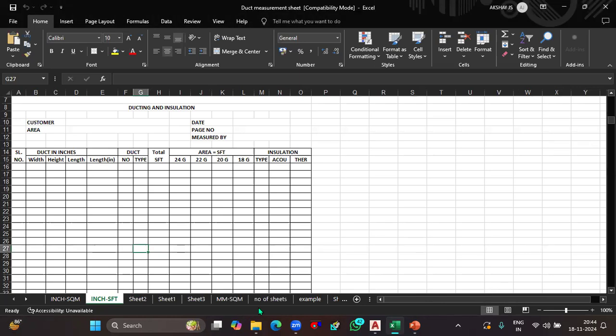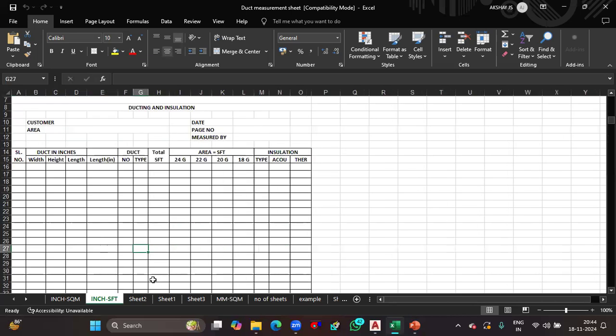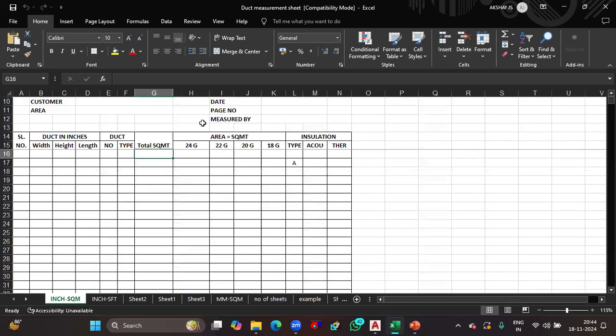And similarly, millimeter to square meter. You can see millimeter to square meter. That means if the entire drawing is in millimeter, then you need to convert the value into square meter itself. That is the standard way. So it is meant to be purely metric and this is purely imperial, some kind of imperial to metric. That's it. Okay. However, at the end of the day, you will be getting the actual amount of duct sheets required for the projects.